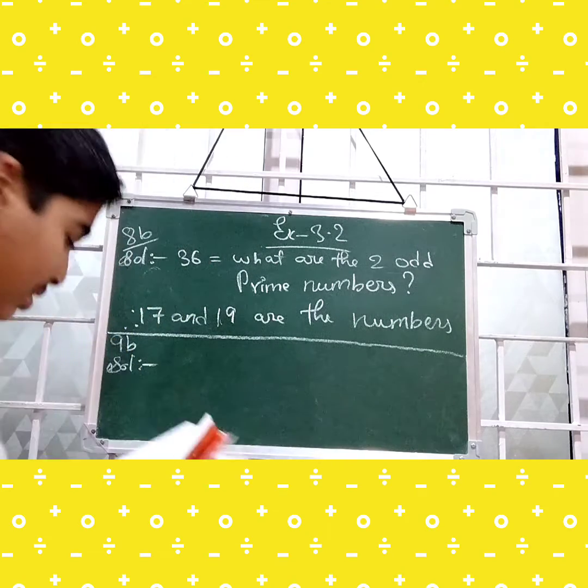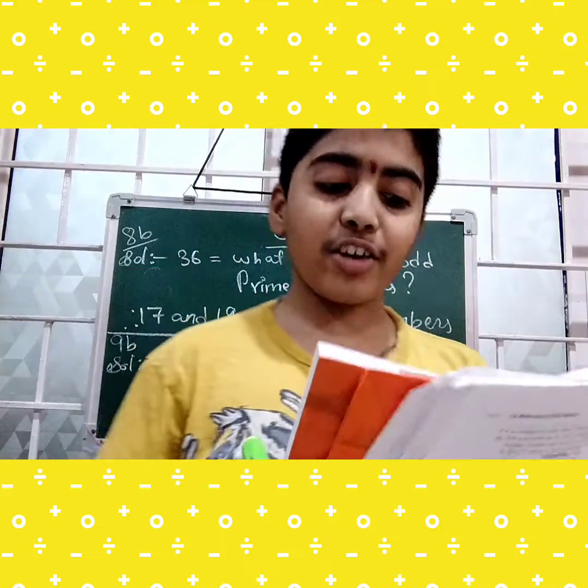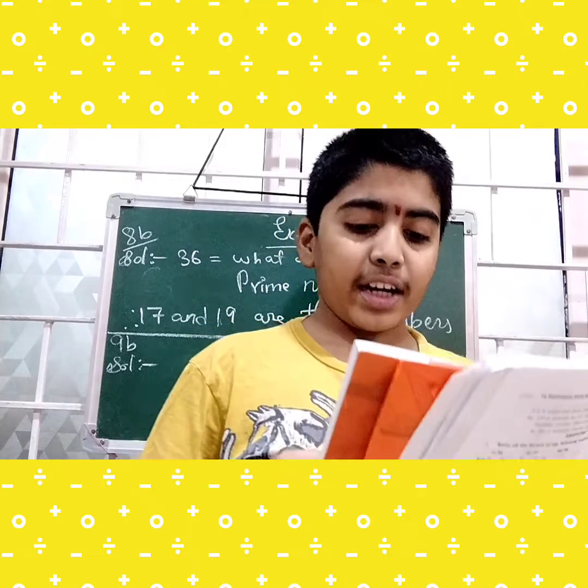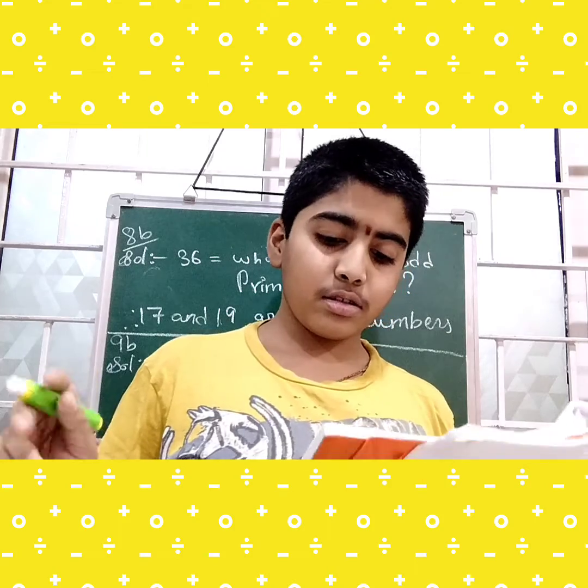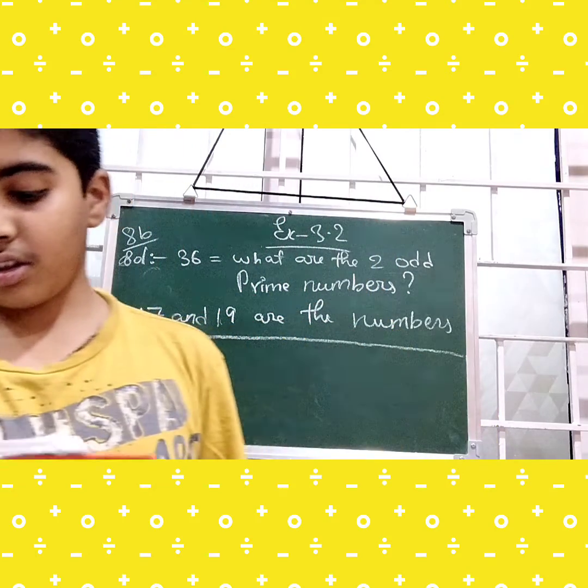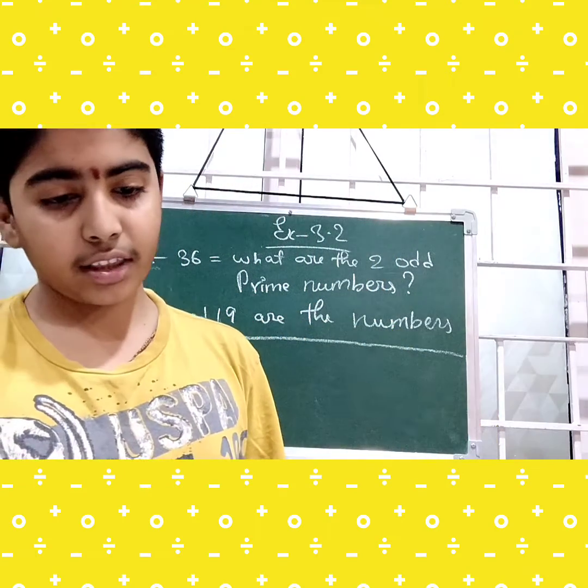Okay. Let's see the heading. Write 7 consecutive composite numbers less than 100. So here we need to write consecutive composite numbers. So what are consecutive composite numbers? Let's take a look at it.